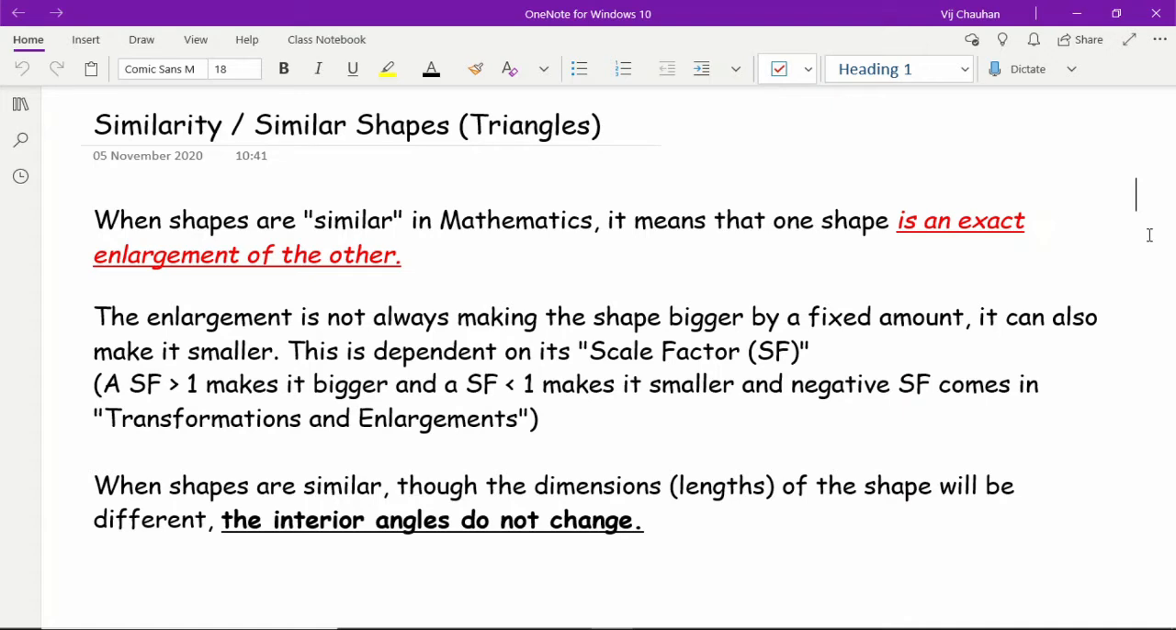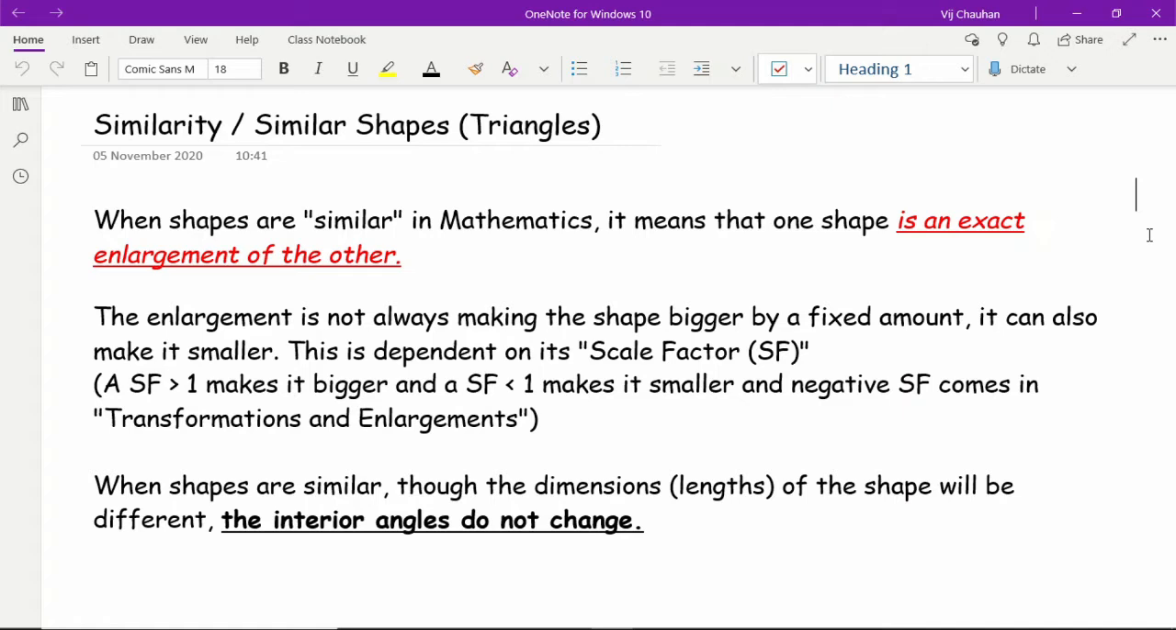So when shapes are similar, though the dimensions or the lengths of the shape might be different, the interior angles do not change. That's really, really important, particularly when establishing some of the basic questions in this topic where you're just seeing which shapes are similar.